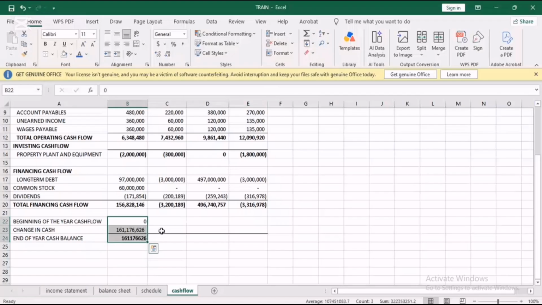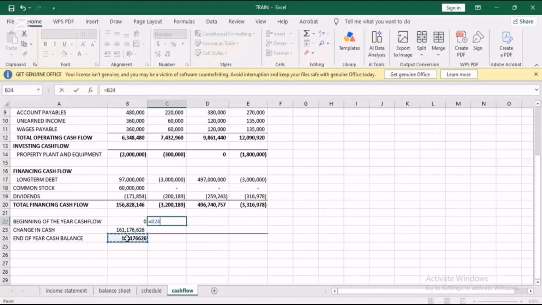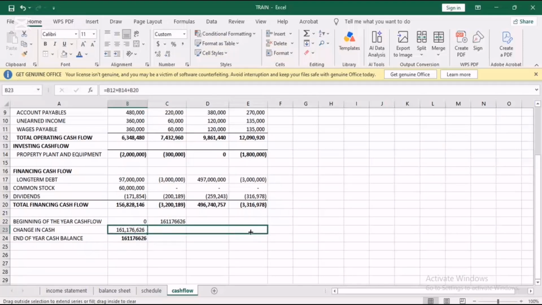So that's about that. The beginning cash of next year will definitely be the ending cash of this period. So I hit equal to, I select this and hit enter. That's that. And for the change here, I take advantage of the relative function. So that's that.